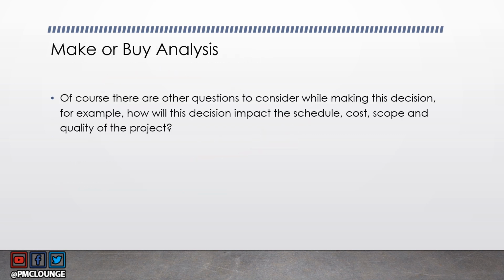Now, of course, there are other questions as well, other than the ones that we have already discussed, that you need to consider while making the make or buy decision. For example, how will this decision impact the schedule, cost, scope, and quality of your project, the constraints of your project, right? So let's say you take the make decision, but you realize that your project doesn't have the time that the vendor is asking for, or your project doesn't have the cost that the vendor is looking for, right?